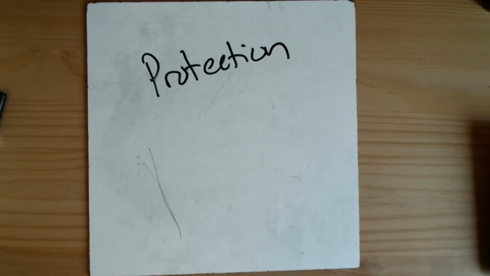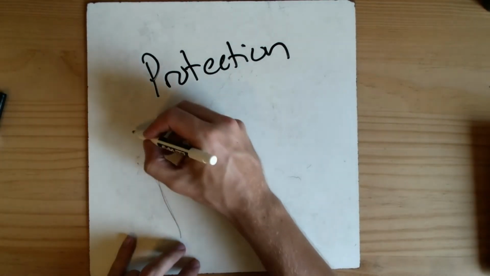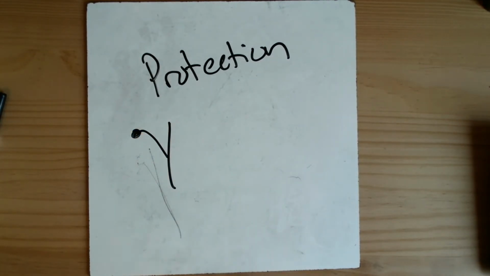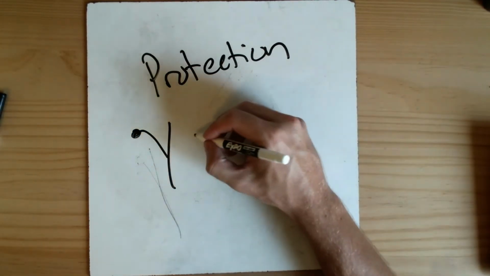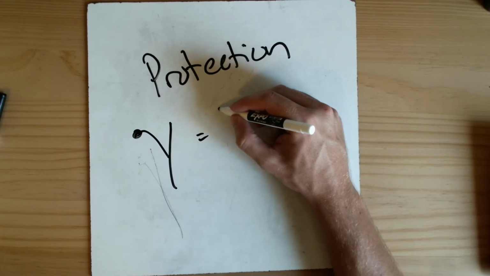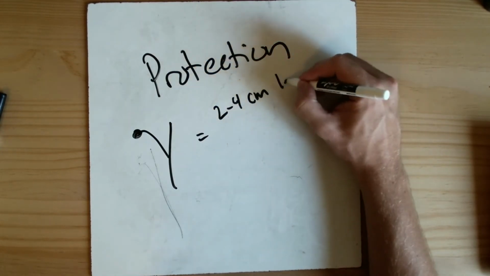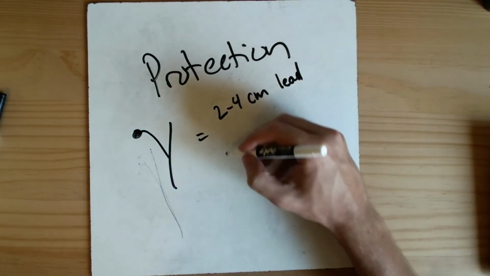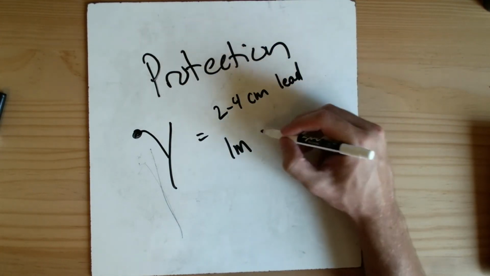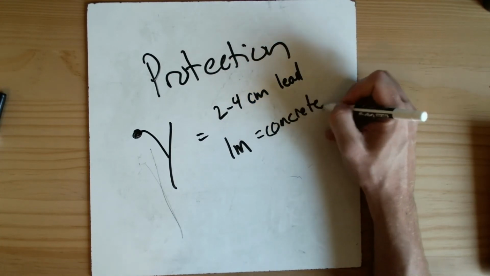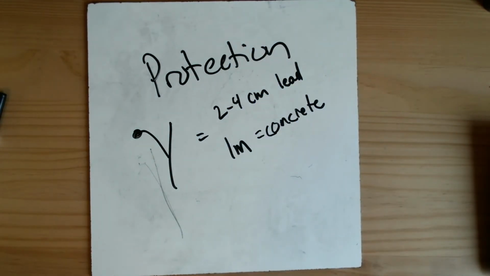But the one that you really have to worry about is gamma. Gamma radiation is the kind that causes a whole lot of problems because you need somewhere between 2 to 4 centimeters of lead or a full meter or 3 feet of concrete if you are going to try to stop gamma radiation.